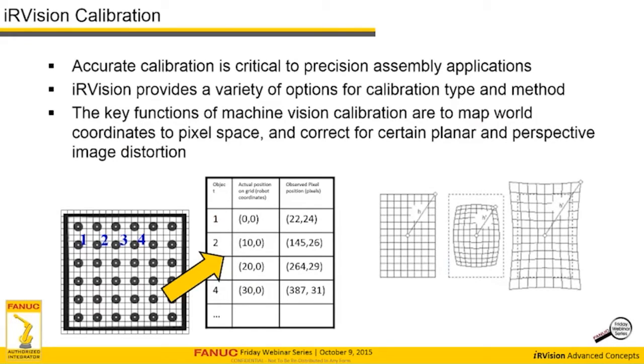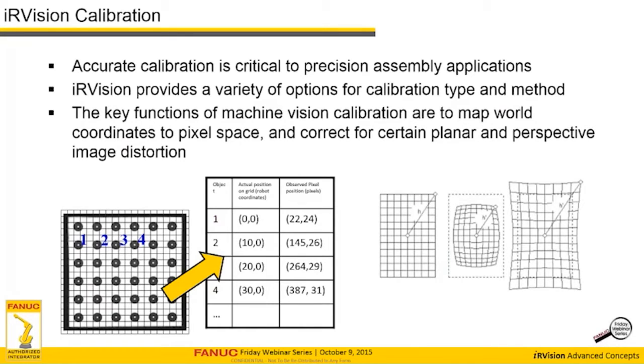In iRVision calibration, as a review, if you've done this before, you'll know that we use a touched-up grid to create a relationship between the world coordinates in pixel space and the world coordinates in the robot world space. iRVision calibration is necessary, and accurate calibration is critical to precision assembly applications.